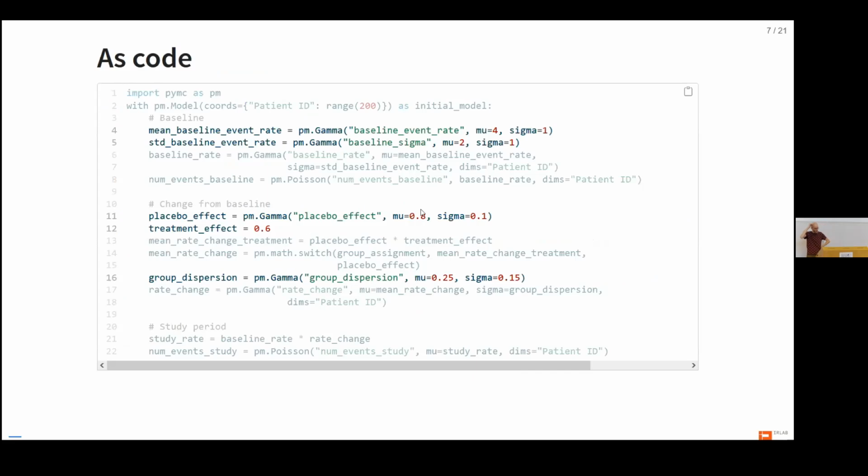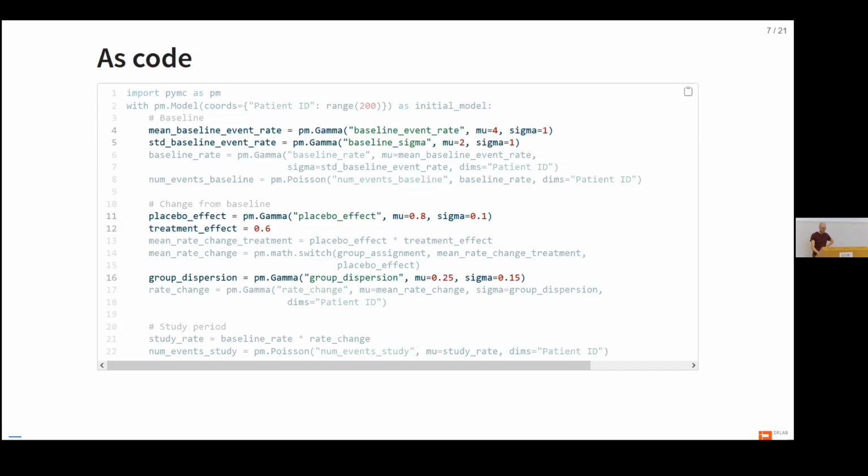Right. And in code, it looks like this, where I've specified this model in PyMC, in Python. I've highlighted the 5 lines that define the 5 hyperparameters that set up the model. Here I've assumed that they're all drawn from gamma distributions, except for the treatment effect, which we fixed, just to keep things simple. And I've made up some numbers for the priors for the hyperparameters. In the real world, you would base these numbers on some kind of prior knowledge about what you expect.